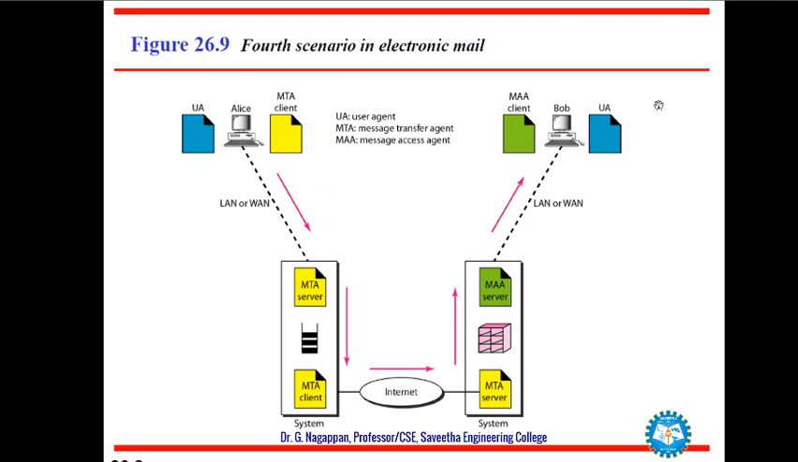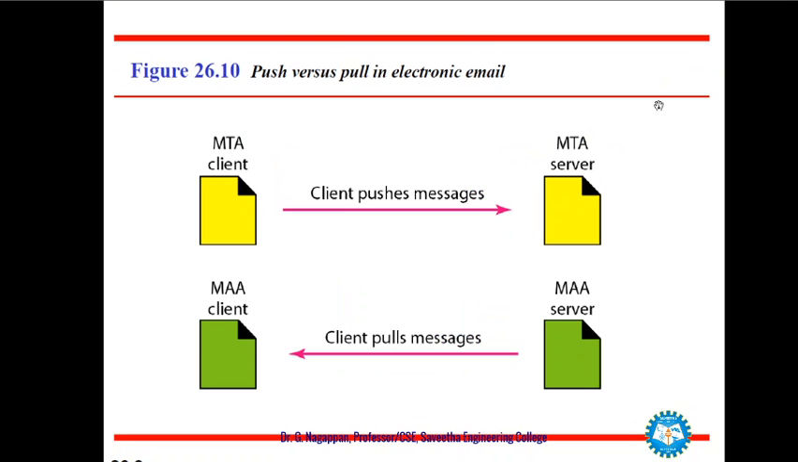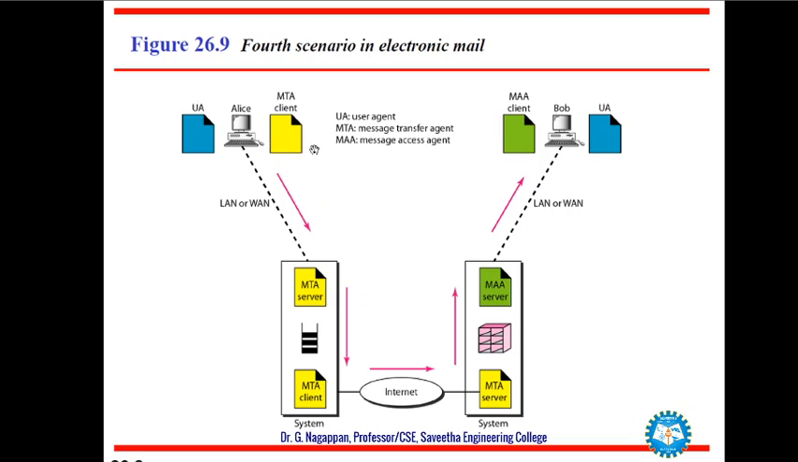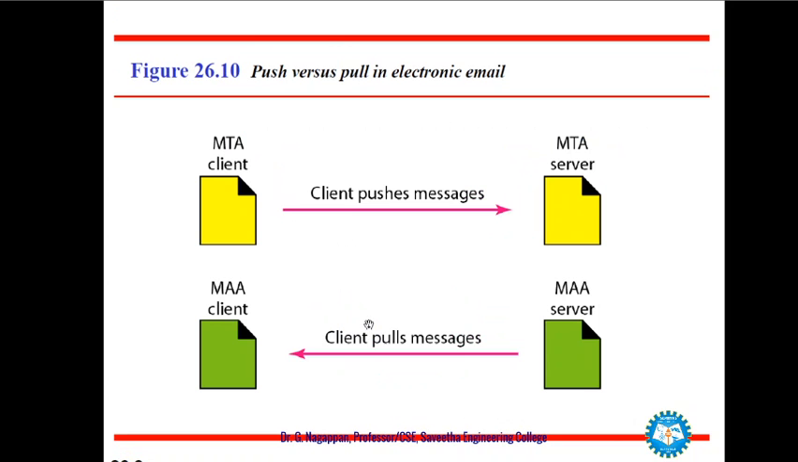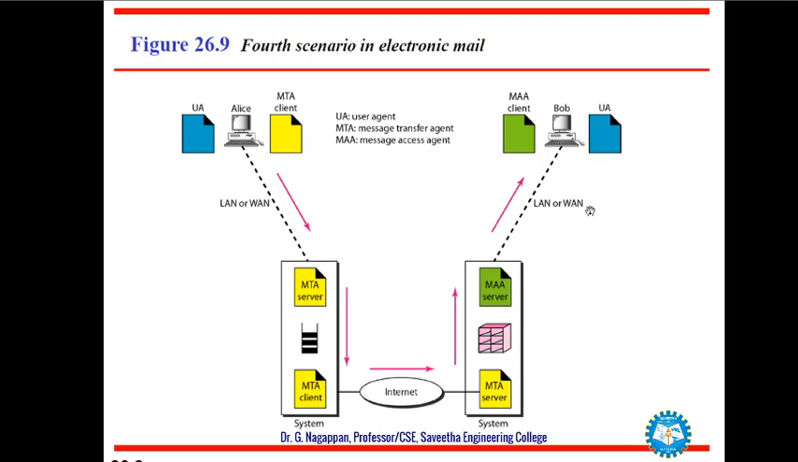So what do we call push or pull? From the MTA client, the message is being pushed to the MTA server. So it is going to send it. I know my email ID, and I know the receiver's email ID also. I am going to push the message.